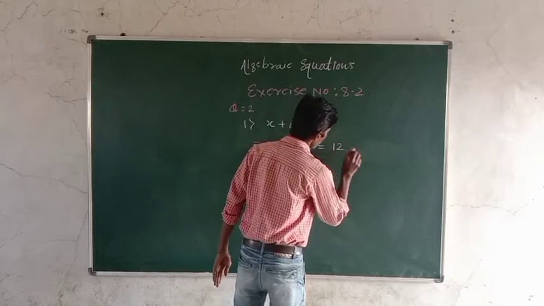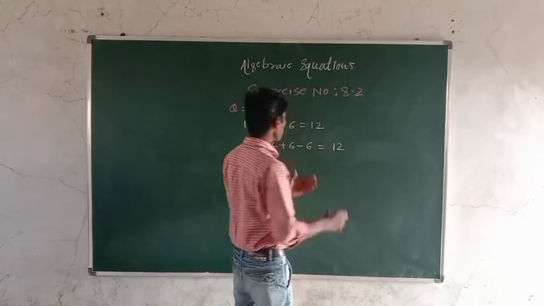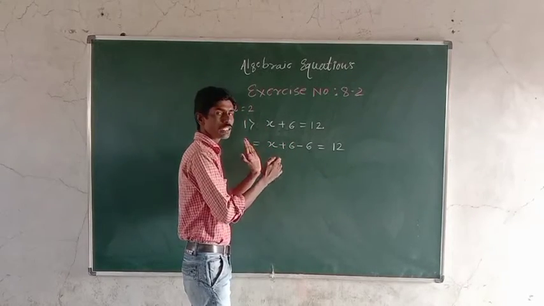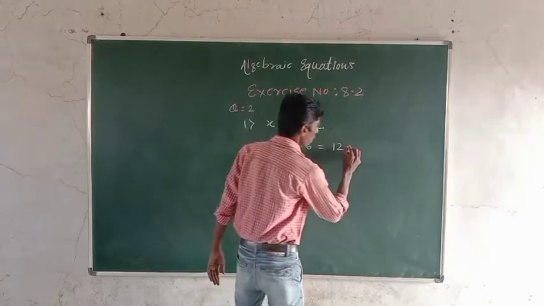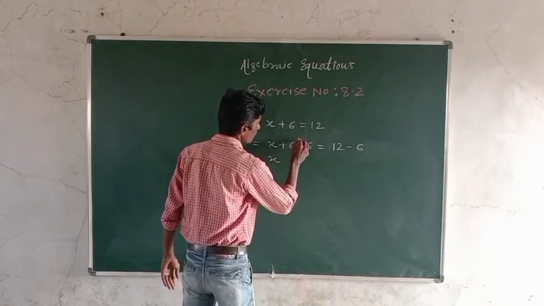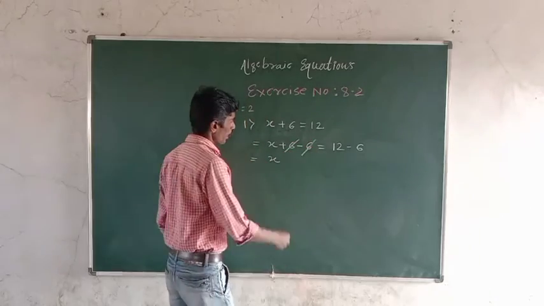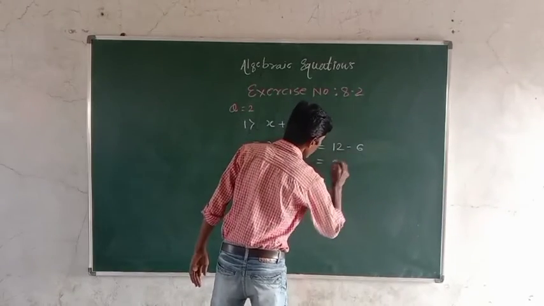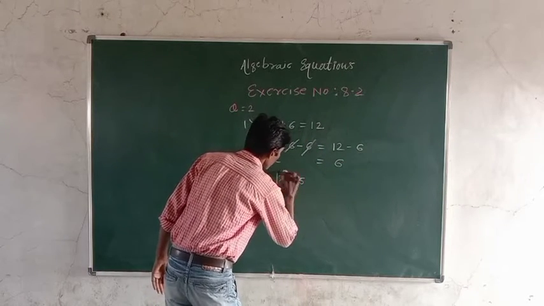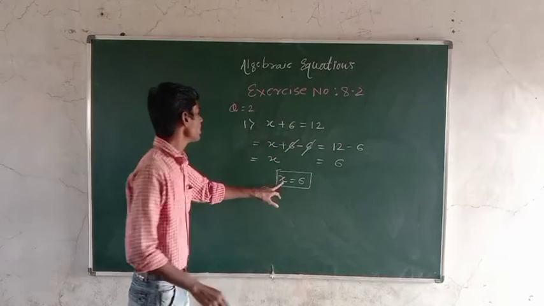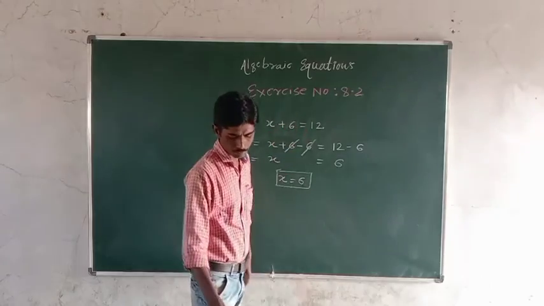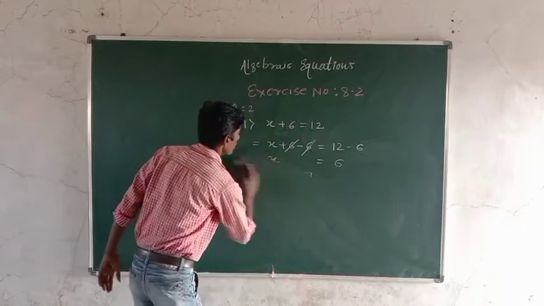x plus 6 is equal to 12. But it is not possible to subtract only on one side. If we subtract 6 from the left hand side, we have to also subtract 6 from the right hand side. So x plus 6 minus 6 cancel, then 12 minus 6, that is 6. So x is equal to 6. It's our answer. If we put this value of x in this equation, your answer will be balanced. Then we will take another example.